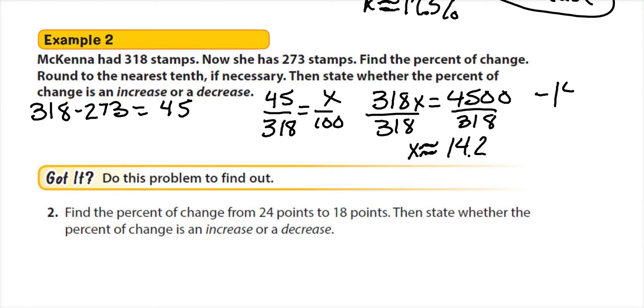So there was a drop, or a negative 14.2%, and then we need to say that it's decreasing. So we went down 14.2%. If it's a decrease, you've got to make sure you have that negative in there. All right, let's try the got it question.